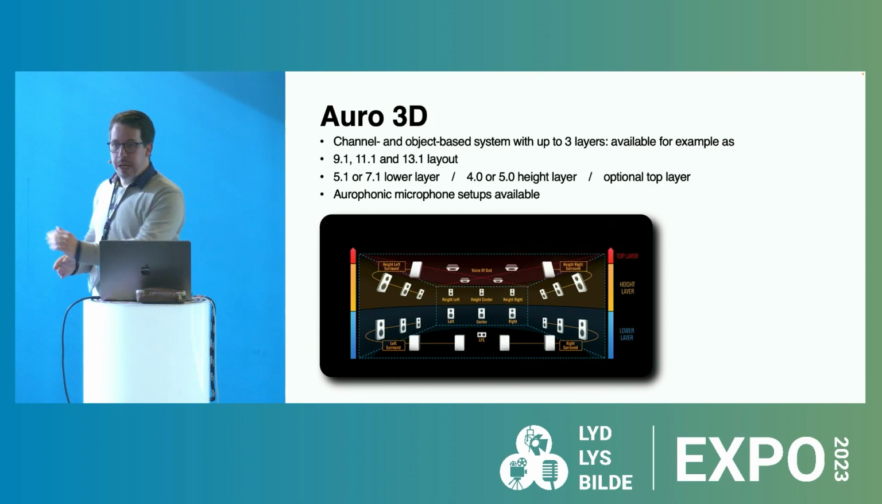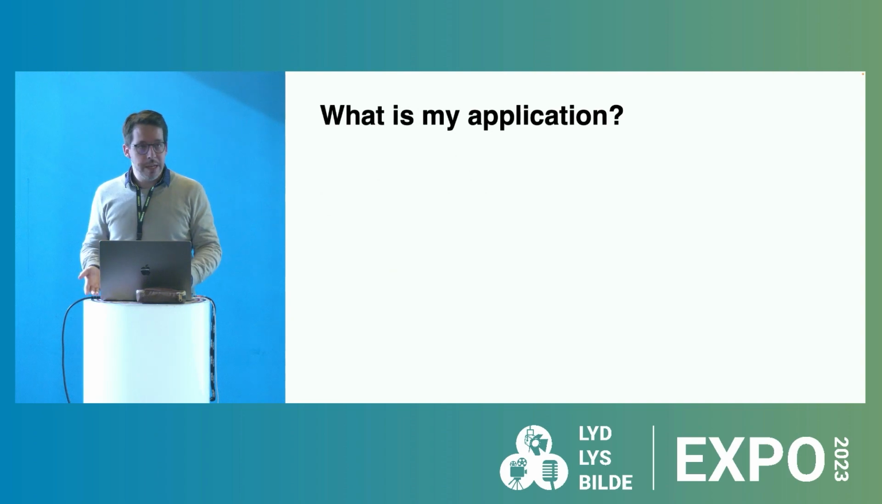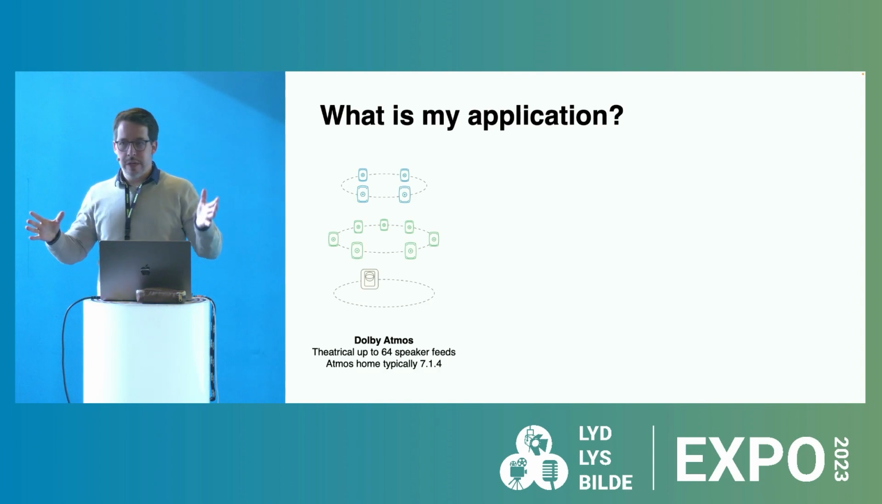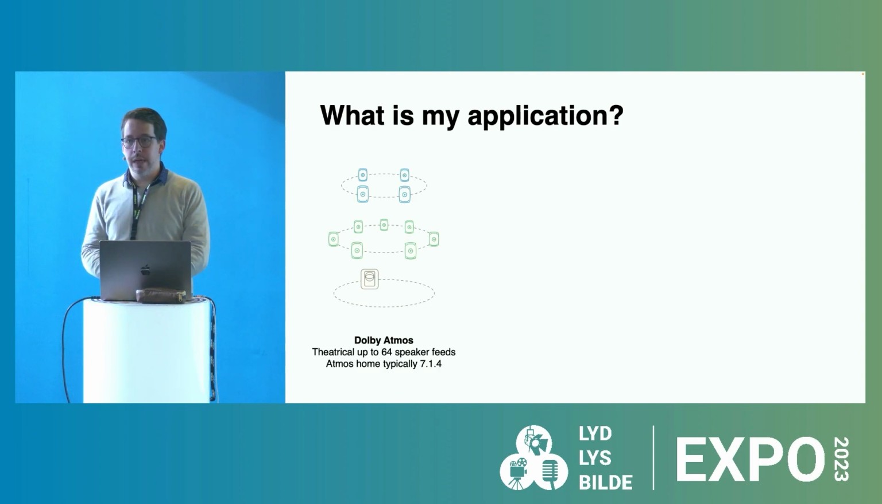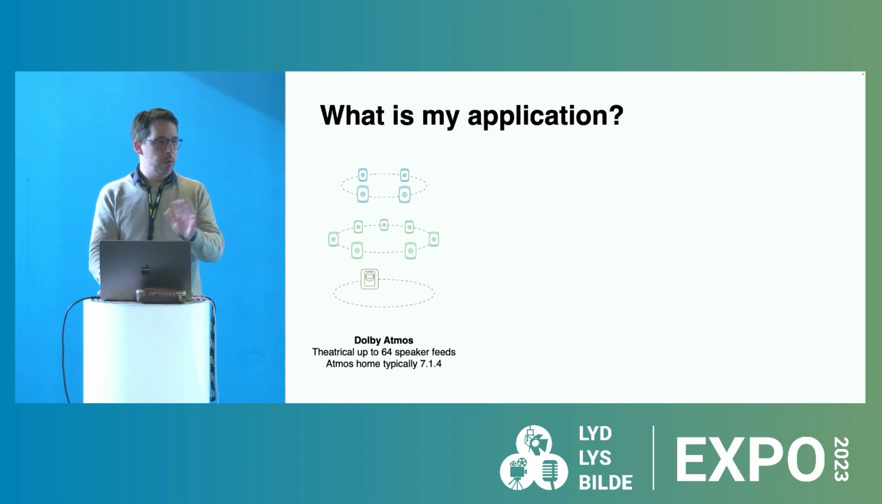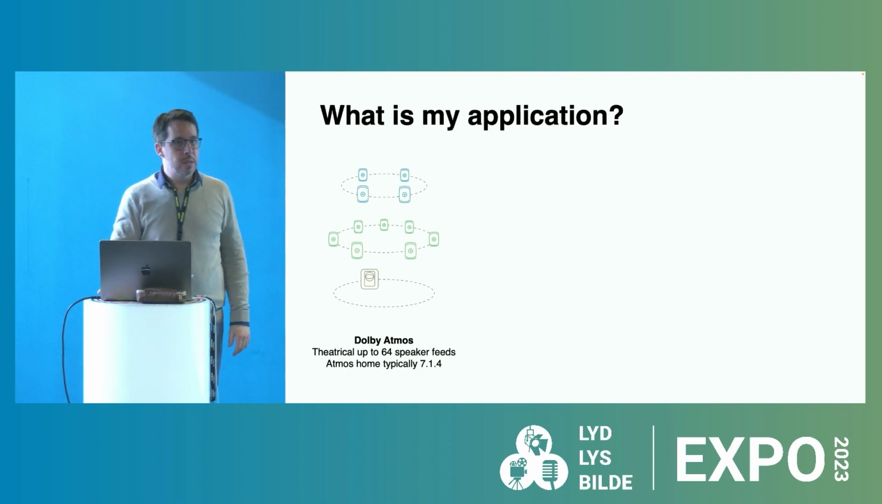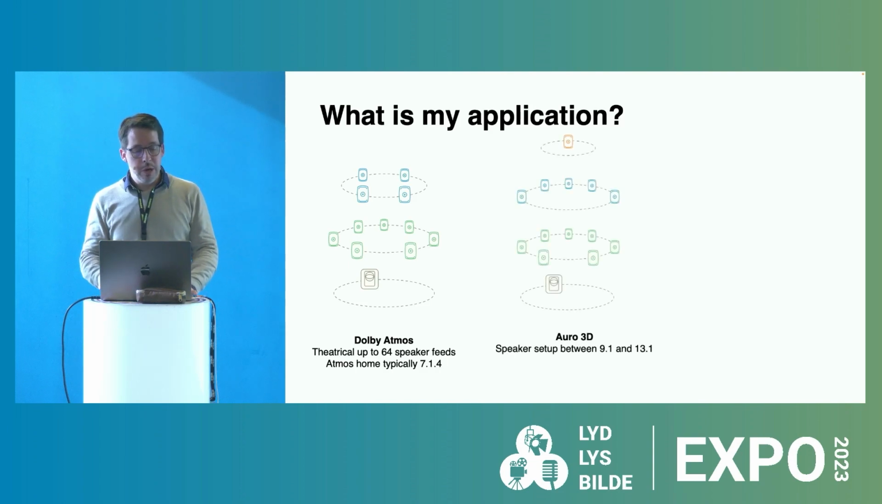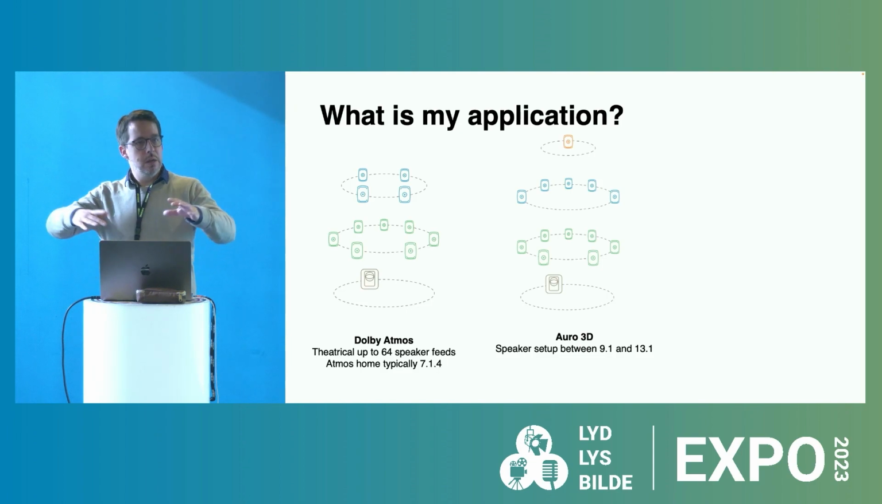All right, let's speed up a bit. Let's check what your application is. So do I want to work in Dolby Atmos? Then we already heard for Netflix and video-on-demand things and music, 7.1.4, which is a good reference speaker layout to start with. Or shall it be Auro 3D, somewhere between 9.1 and 13.1? Those are the most common speaker layouts.